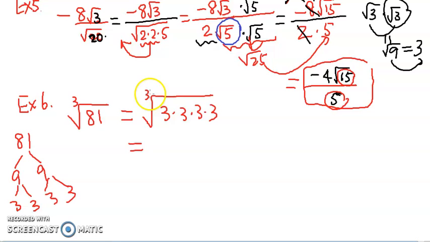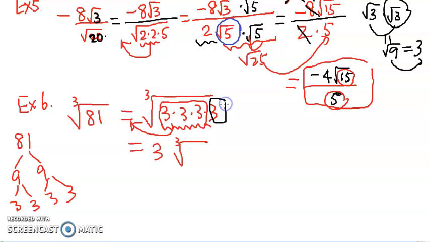And remember, if it's a cube root, the index is 3. We need to find 3 copies of a number. As we can see, we have 3 copies of 3. They can come out and become a single copy. And copy down the cube root symbol. Don't forget to write down this index 3. And there's a single 3 left. It has to stay with the radical sign because it's not 3 copies. So the answer is 3 cube root of 3.